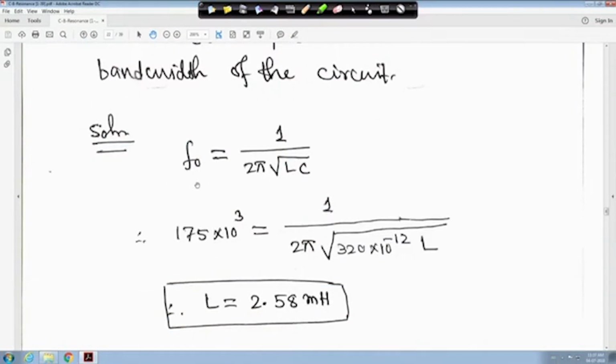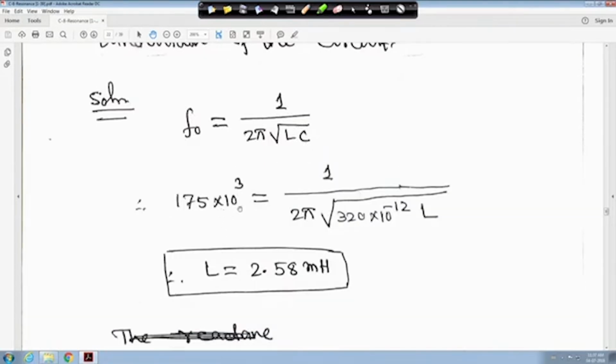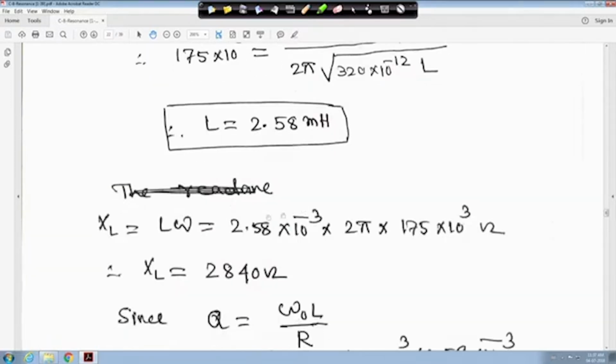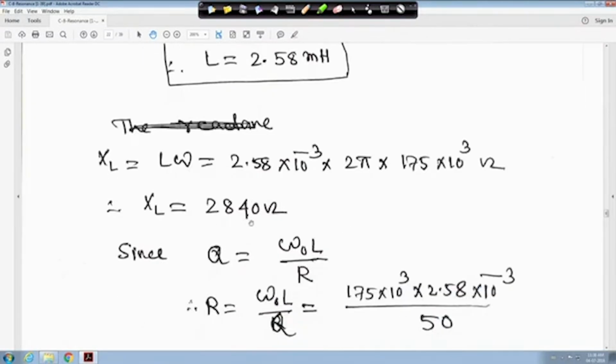First, we know that the resonance frequency F0 is equal to 1 upon 2 pi root over LC. F0 is given as 175 kilohertz, so 175 into 10 to the power 3 is equal to 1 upon 2 pi root over C times L, where C is given as 320 picofarad, 320 into 10 to the power minus 12. From this you will get L is equal to 2.58 millihenry. Now we know that XL is equal to L omega. L we have got as 2.58 into 10 to the power minus 3 henry, into 2 pi into F0, which is 175 into 10 to the power 3 hertz. So XL is 2840 ohm.